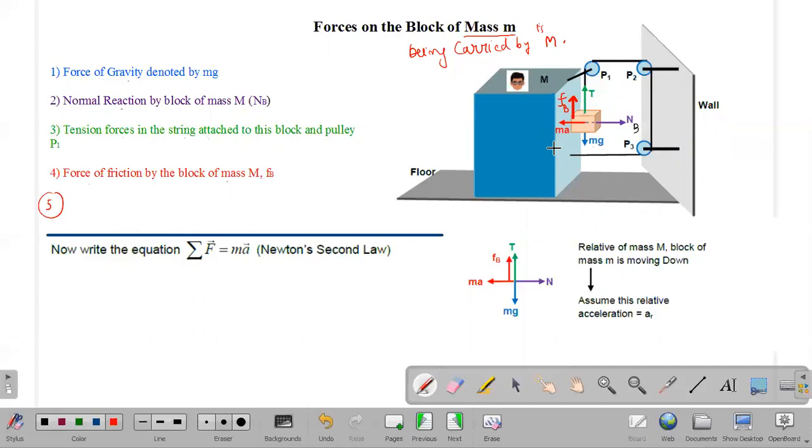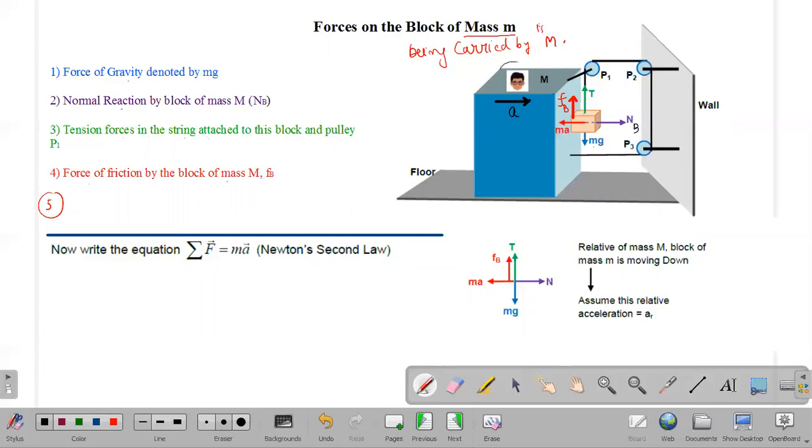Though it is not compulsory to take the carrier as a reference frame, taking the carrier as the reference frame is beneficial for you. So I have considered an observer on the mass capital M. This little face is the observer, which means I am considering the motion of the small m mass relative to some observer who is on the mass of capital M. Now, since this observer is sitting on mass capital M and that capital M mass is accelerating rightward, notice this capital M mass is accelerating to the right side with acceleration of small a.